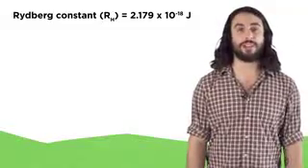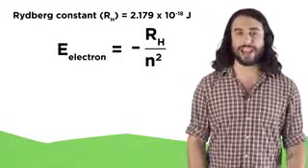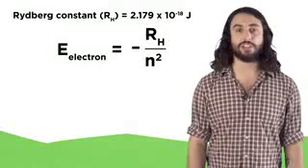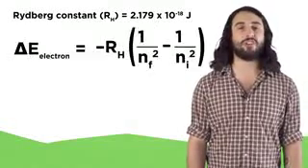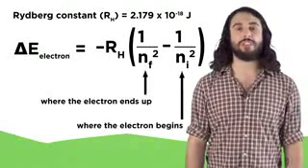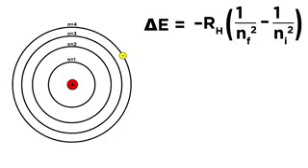For a hydrogen atom, the energy levels depend on the Rydberg constant and are given by the following equation. But we typically just measure the change in energy of an electron during a transition, so we can modify this equation to include the change in the energy level. N final is where the electron ends, and N initial is where it begins. Using this equation, we can predict the wavelength of photon associated with any possible transition for the hydrogen atom.